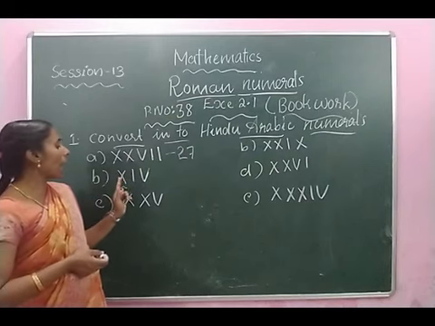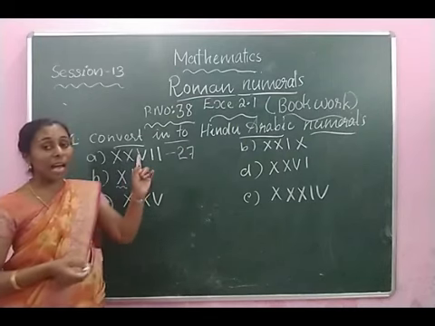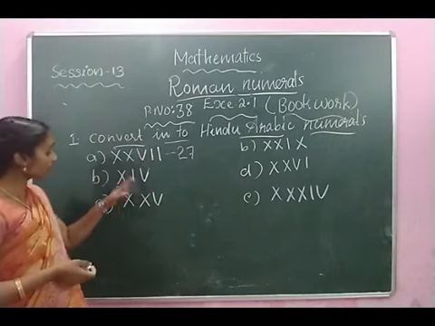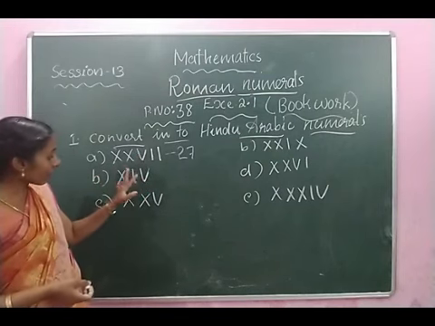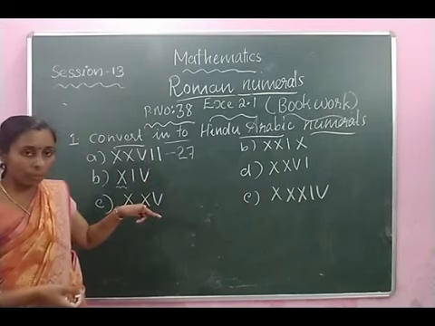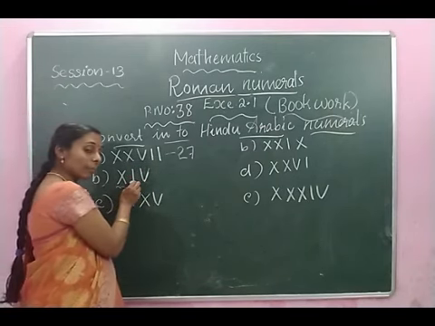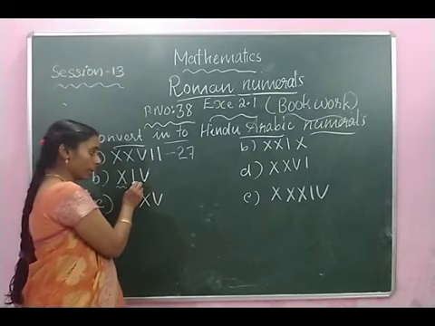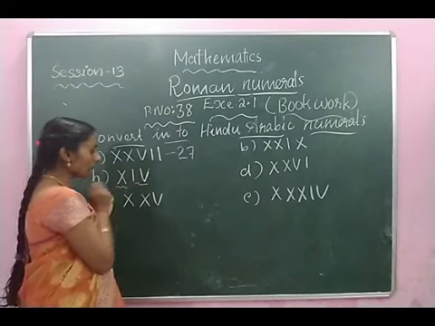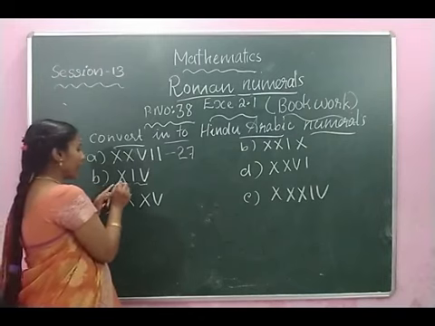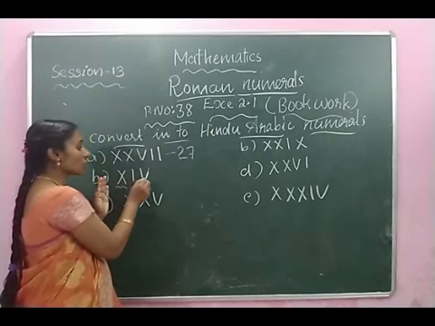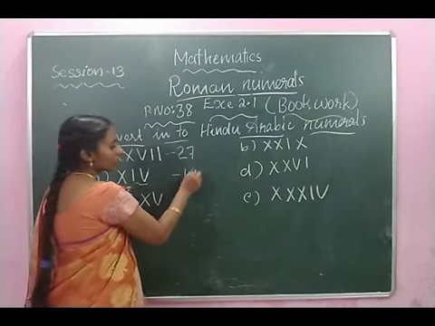Larger numbers. So we have to subtract this I from the second greater value. Here V comes after I. So 5 minus 1, 4. Then X plus 4, 10 plus 4, 14.